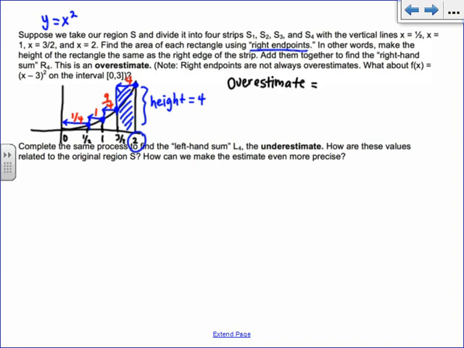Our overestimate is going to be each of them has a width of 1/2, and then this first rectangle right here has a height of 1/4. And then I have a width of 1/2 and a height of 1, and a width of 1/2 and a height of 9/4, and a width of 1/2 and a height of 4. So if I find this answer, I end up getting 3.75.